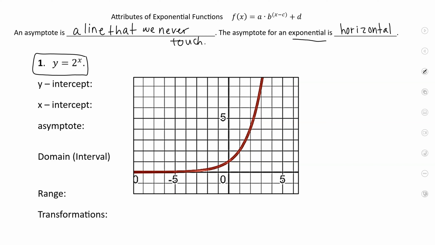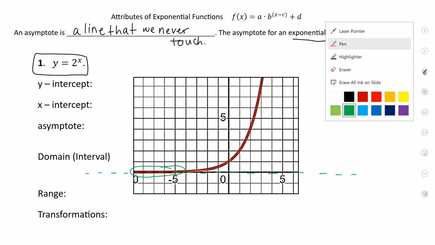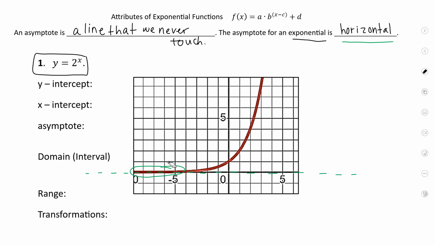Everyone, please draw the asymptote. We just said the asymptote is always horizontal, so draw a horizontal line. This is the line that it gets very close to, but it does not touch. I understand that it looks like it's touching right here, but it's very close to it. It is not actually touching.